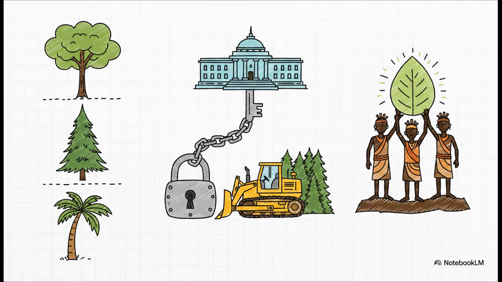Now, contrast that with the Forest Conservation Act of 1980, which is entirely about regulating the diversion of forest land for non-forest purposes. The key takeaway for 1980: mandatory prior approval from the central government is required.